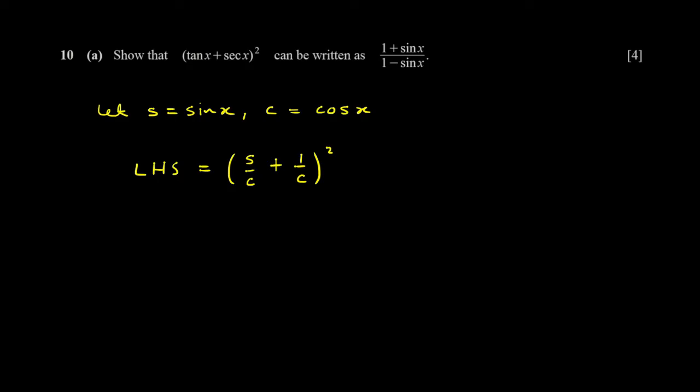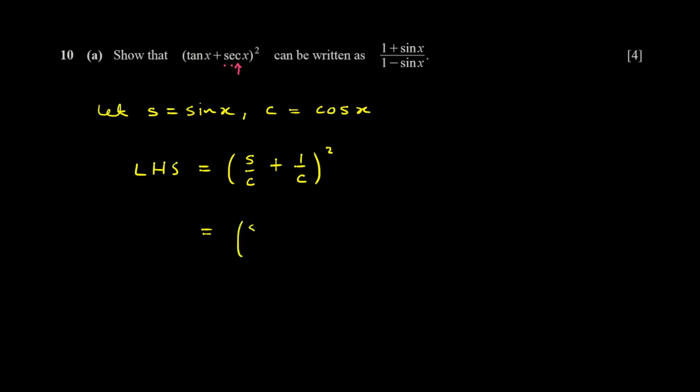How do I know sec is 1 divided by cos? We always look at the third letter: 1, 2, 3. The third letter is c, so c is cos, right? So 1 divided by cos. Okay, then this guy I can simplify.